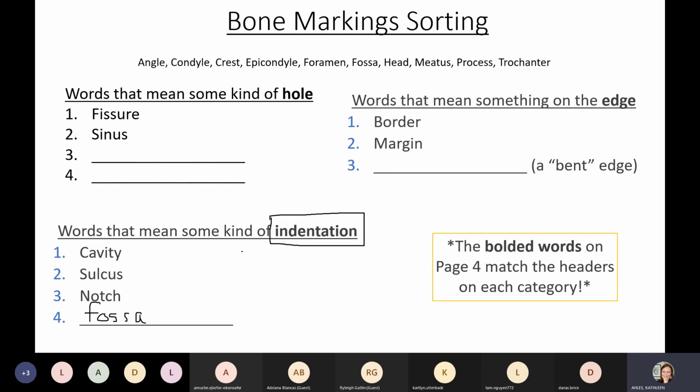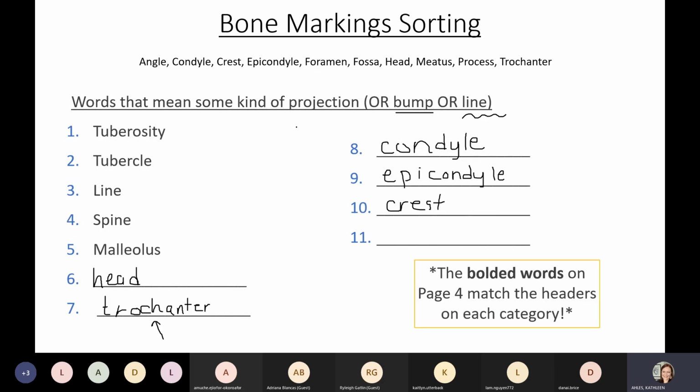Once you've done that, flashcards. This is really good information for a flashcard. So we can make ourselves a flashcard that says words that mean some kind of hole. And on the back side, we'd have fissure, sinus, and the two other ones you're going to figure out. Another flashcard: words that mean an indentation: cavity, sulcus, notch, fossa. Or you can make them one by one. What kind of marking is a cavity? Backside, it's an indentation. What kind of marking is a fissure? It's a hole. What kind of marking is a border? It's something on the edge. We've got all these guys that mean something that sticks out, a projection.